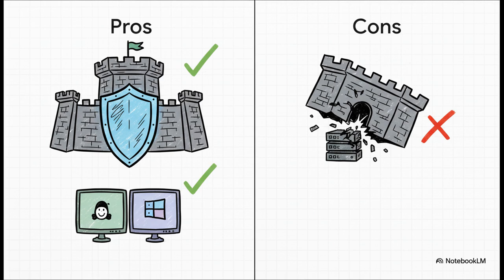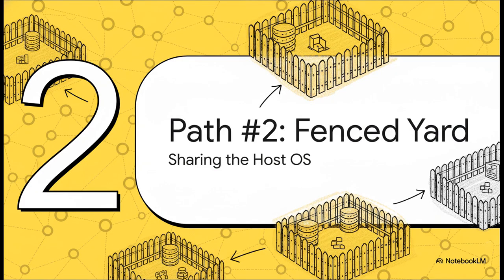But here's the big downside. It's heavy. It's a resource hog. Each fortress needs its own complete copy of an operating system, its own virtual hardware, and that uses up a lot of your computer's power. So that's the fortress. Now let's look at our second path, which takes a completely different, much more lightweight approach.